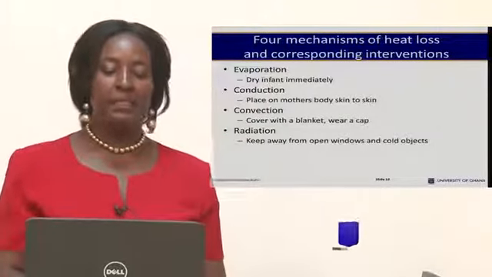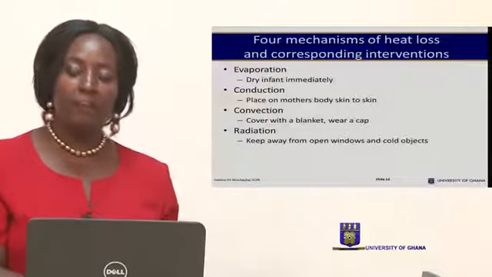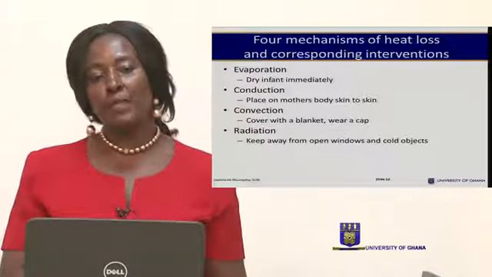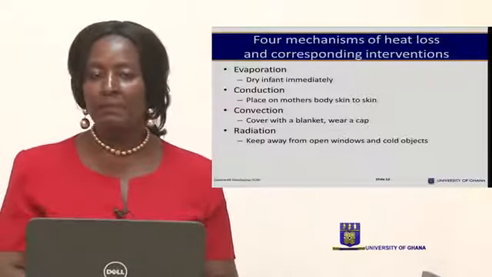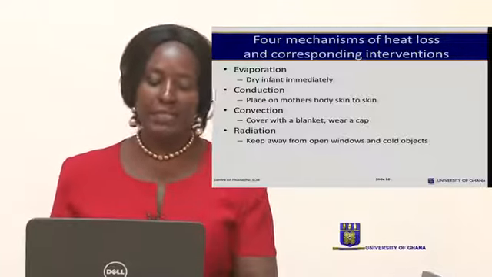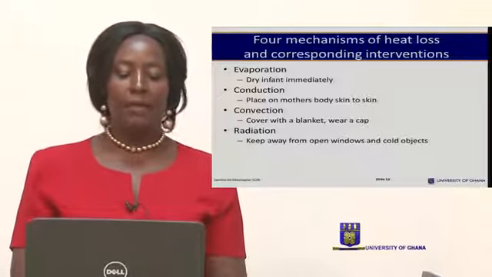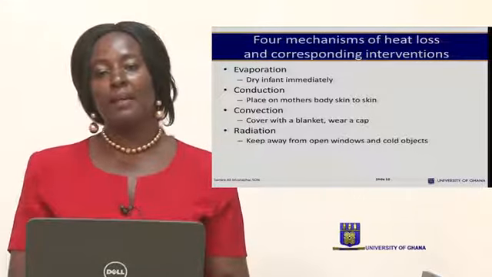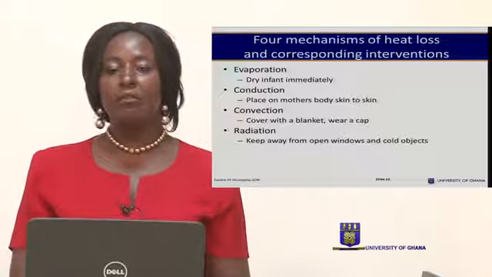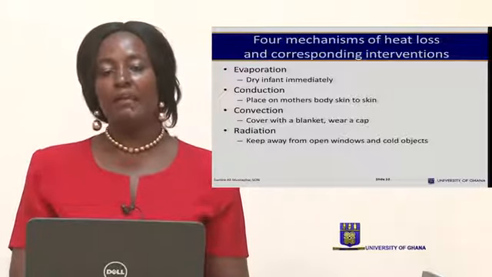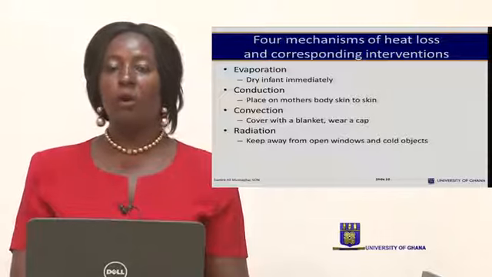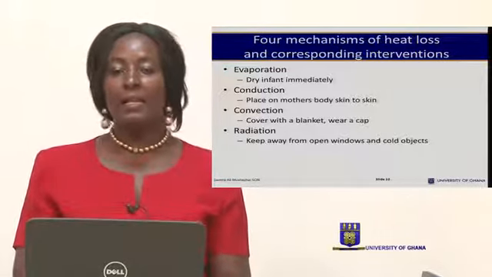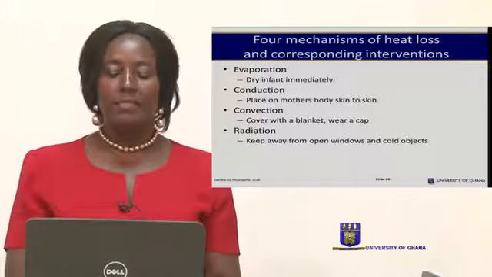So for evaporation, in order to prevent heat loss, we have to dry the newborn when it's wet, and when we bath them, we dry them immediately and cover them. For conduction, we place the baby skin to skin, and this is where kangaroo mother care comes in. Even in the labor room, as soon as the baby is delivered, the baby is put on a cot sheet on the mother's abdomen, and that is where it gains some heat from the mother, skin to skin.